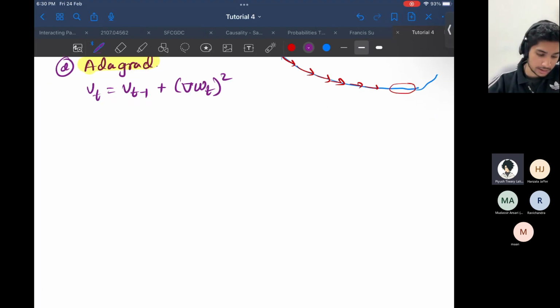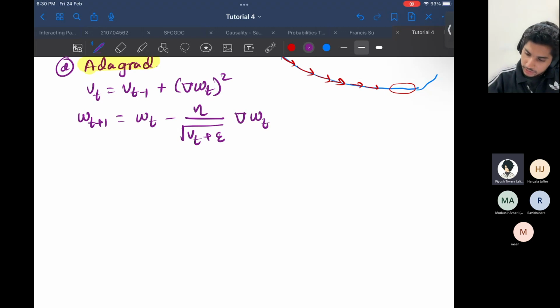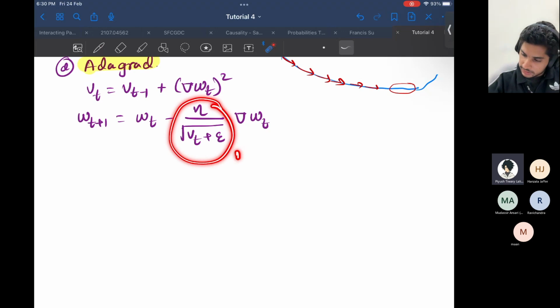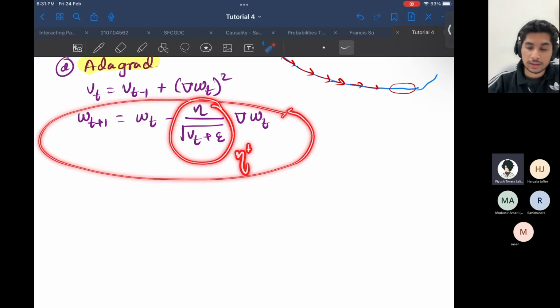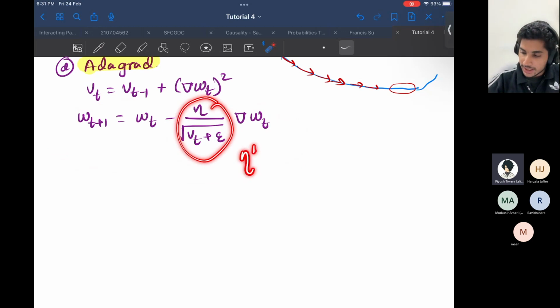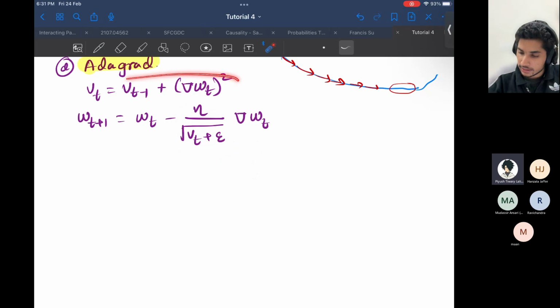This is some quantity that you define, and you update your wt as follows. wt plus 1 is equal to wt minus eta upon square root of pt plus epsilon times the gradient of wt. Maybe you can think of this as some eta dash. If you consider this as eta dash, this is nothing but your normal gradient descent. However, this eta dash is not constant anymore. It has a time dependency, and this time dependency is seen here. I hope the idea is clear.